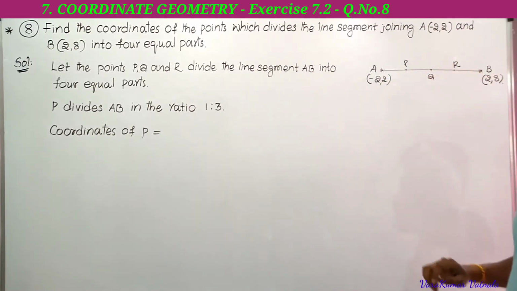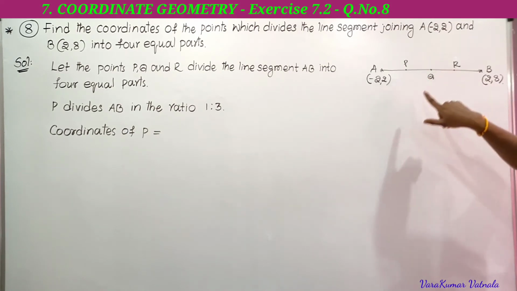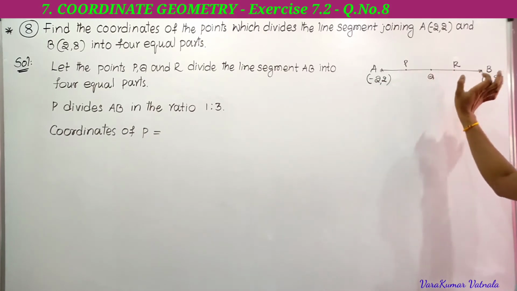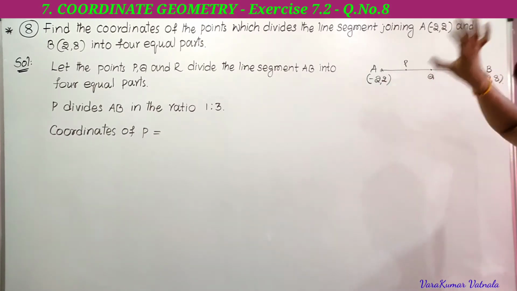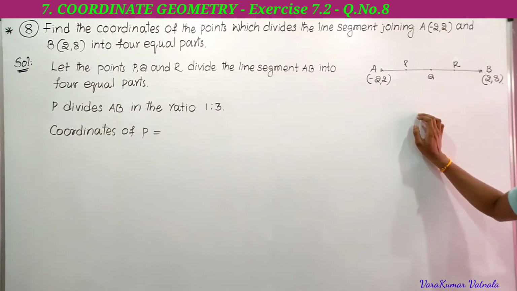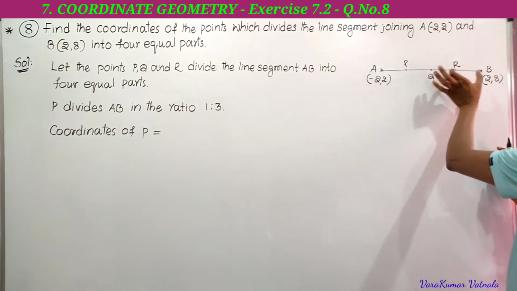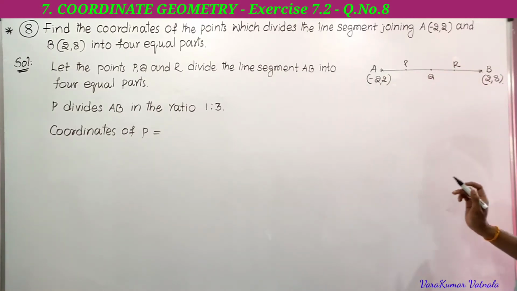parts. So here we assume that the 3 points P, Q, R divide the line segment AB into 4 equal parts. Then we have to find the coordinates of P, Q and R using the section formula. See here, there are 4 equal parts. These 3 points are dividing it into 4 equal parts.